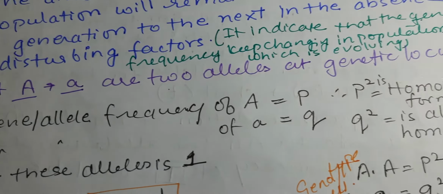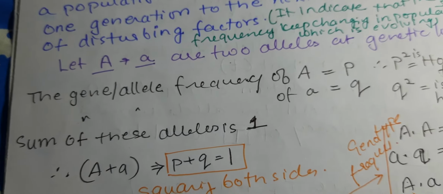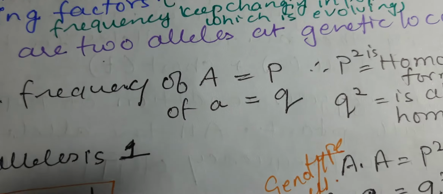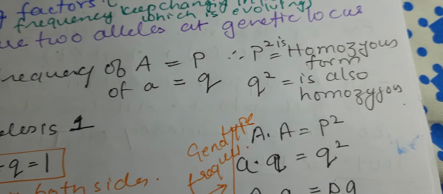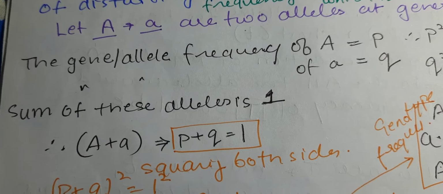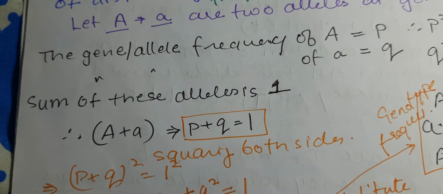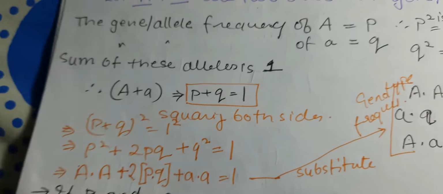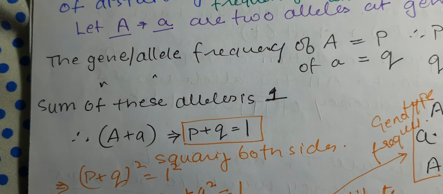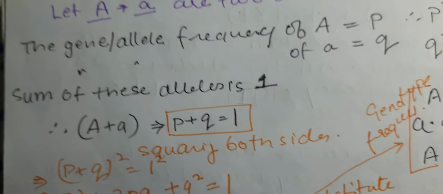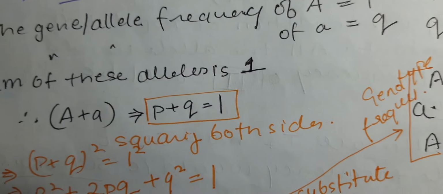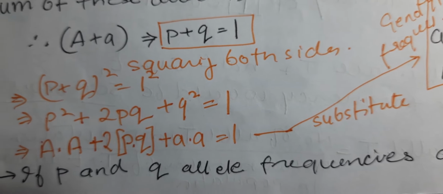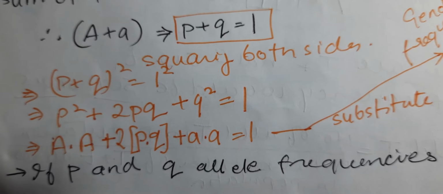So let A and a both be alleles, and their allelic frequency is represented by p and q. So the sum of these alleles will be 1, under the condition when the allelic frequency is not changing. Or we can say for the homozygous condition, it is 1. So p plus q is 1. Now when you square both sides, what will happen? p square plus 2pq plus q square. This is the algebraic expression we have used.